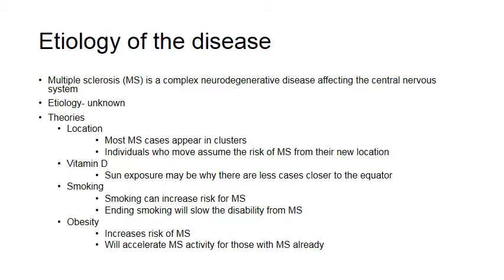Smoking. Smoking can increase the risk for MS. Ending smoking will also slow the disability from MS for individuals who already have MS. Obesity. Obesity increases the chances of MS. Obesity will also accelerate MS activity.